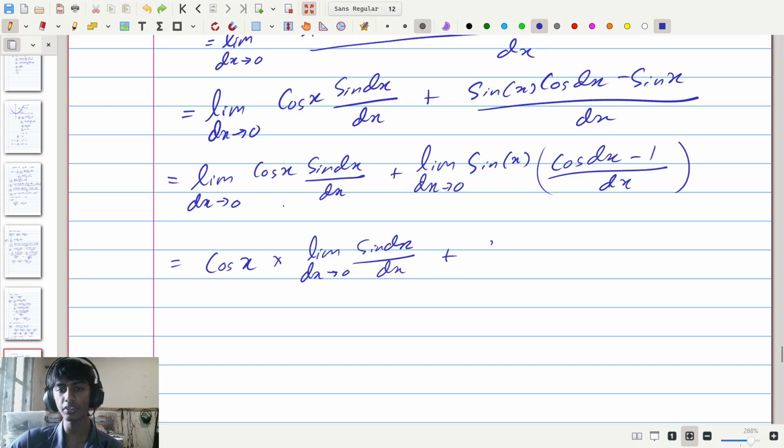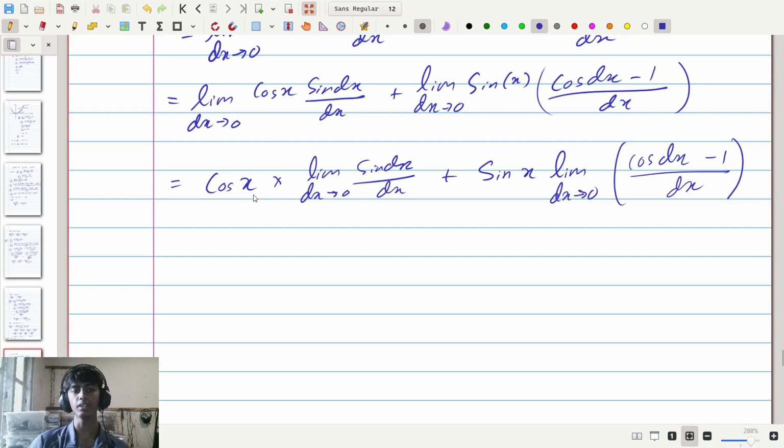So we can take it out and say this is sine x multiplied by the limit as dx approaches 0 of the cosine of dx minus 1 by dx. Now here, the cosine of x is going to be multiplied by this limit, which we know is 1. As anything approaches 0, sine of that thing divided by that thing is going to be approaching 1.